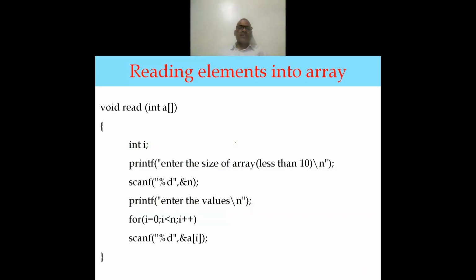Now this is what we have already seen, how to read the elements into an array. This is the same function, read elements. We are reading the number of elements n, and we are assuming that the maximum number of elements in the array is 10. We read the elements into the array using a for loop, for i equal to 0, i less than n, i plus plus, scanf percentage d, ampersand a of i.